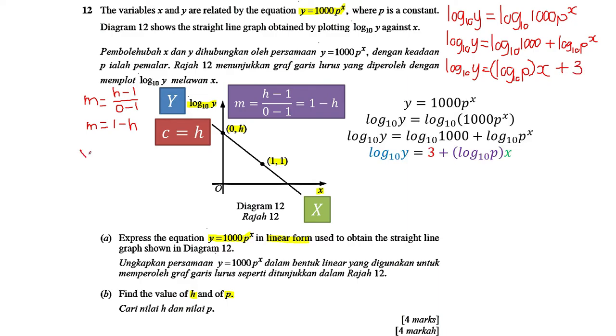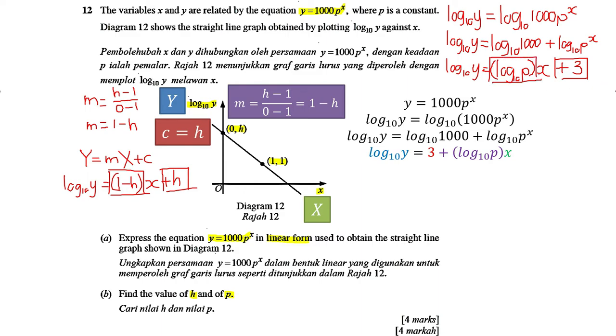From our graph, big Y equals m big X plus c. We know that our big Y is log 10y. Our gradient is 1 minus h. Our big X is small x, and our y-intercept is h. We can compare already. The y-intercept h is the same as 3. And our gradient 1 minus h is the same as our gradient here, log 10p.